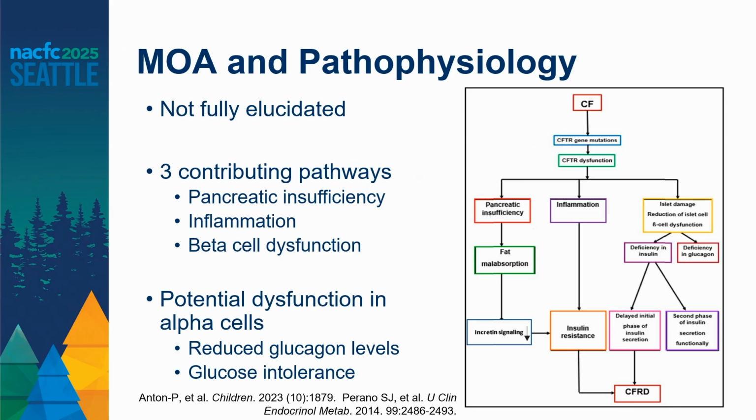So here's a mechanism of action in pathophysiology. It's not fully elucidated, but cystic fibrosis basically causes a mutation. You can have pancreatic insufficiency. You can have inflammation, as well as beta cell dysfunction, which occurs in your pancreas. This can lead to reduced glucagon levels, as well as glucose intolerance. So thinking about how to fix this problem, different medications can be utilized.